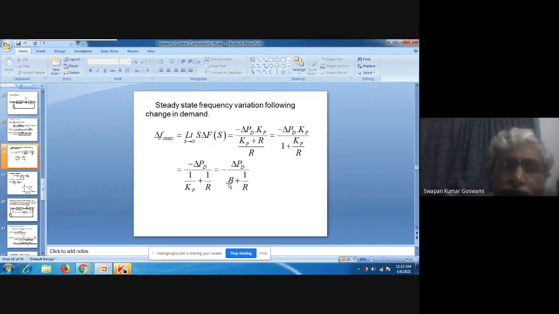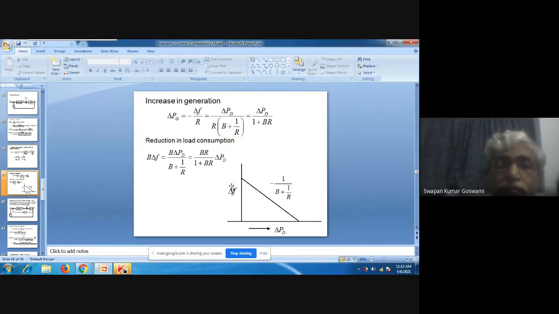B is, as we have previously explained, the frequency response of the demand, or frequency response of the load. Sometimes this is also called the load damping. Why this is called load damping, I shall explain somewhat later. And R obviously is the governor regulation. What is governor regulation? Already we have explained. Now let us find out the increase in generation.